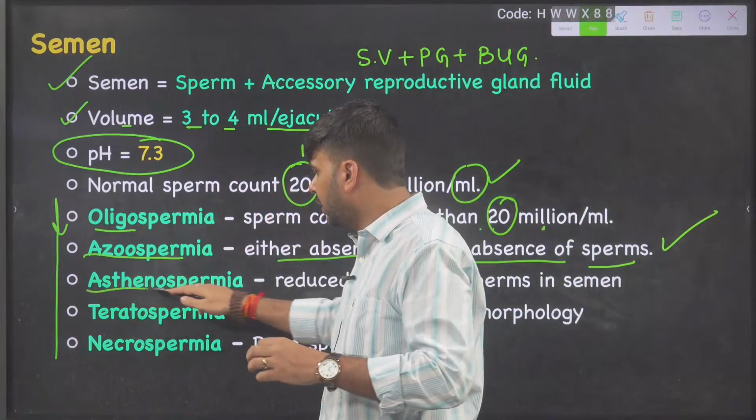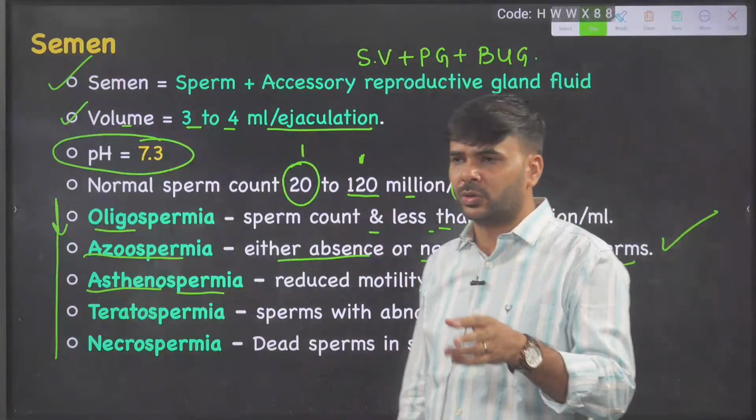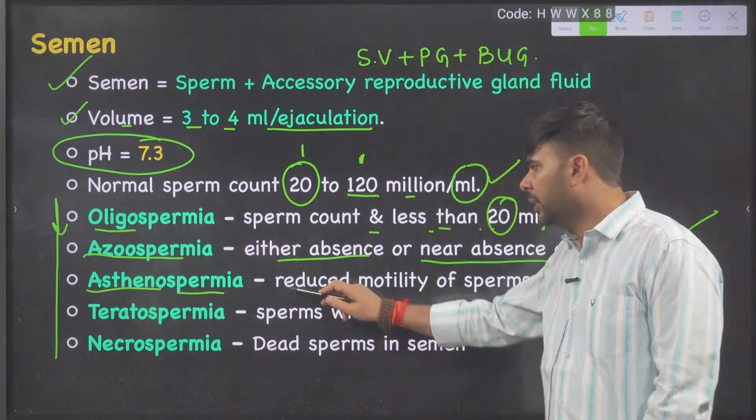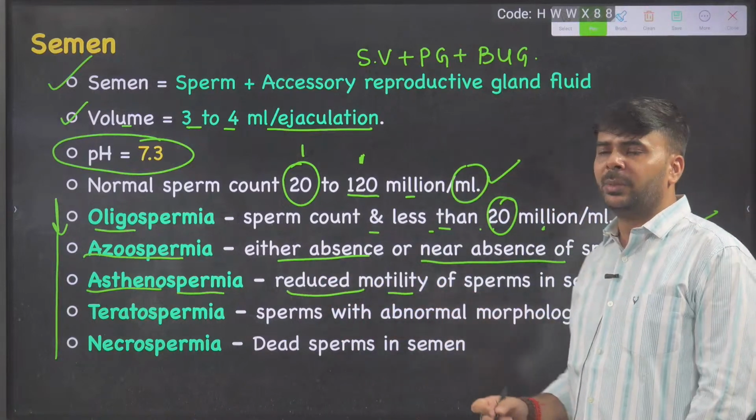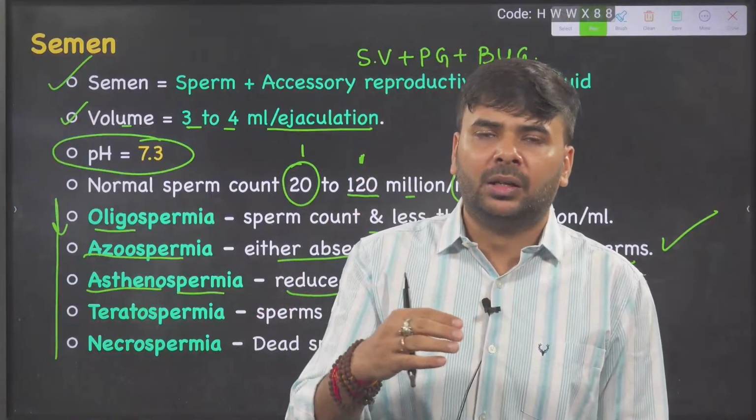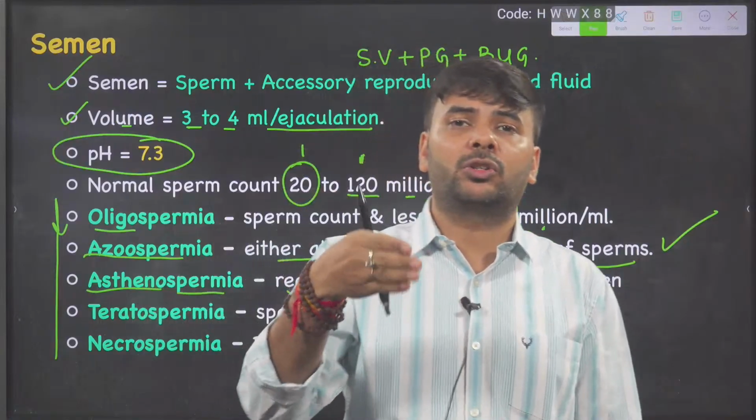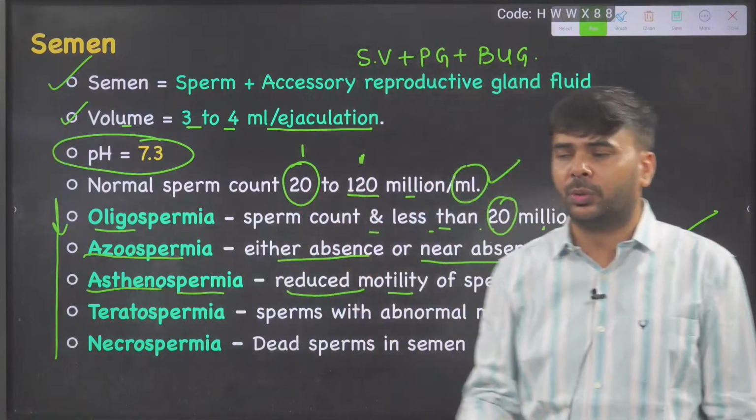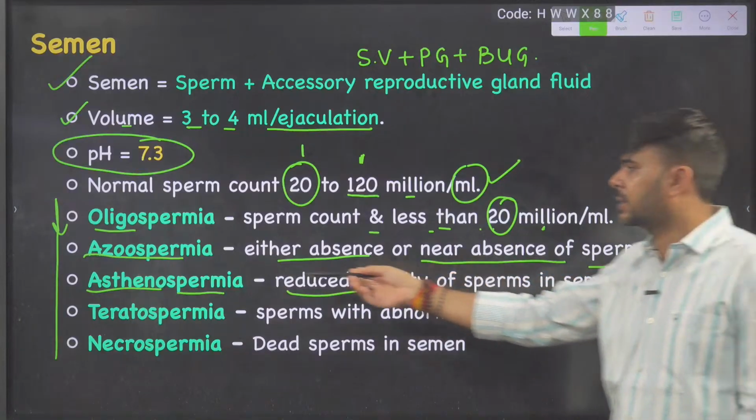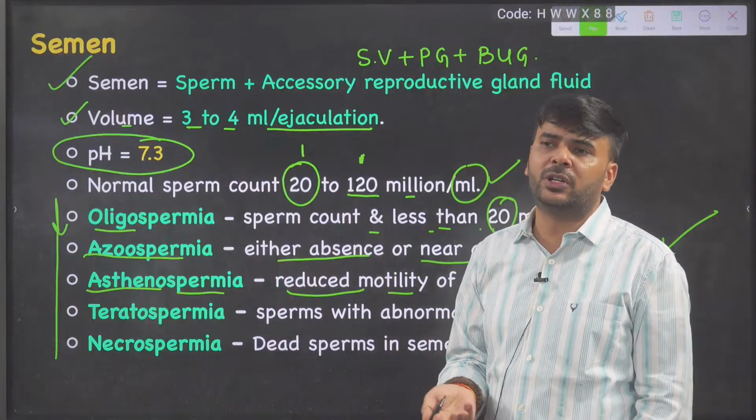Then go to asthenospermia or asthenozoospermia. Two words you can use. Reduced motility means sperms are there, but they are not swimming. They are immotile. Sperms are healthy, but not motile. They are silent. So reduced motility of sperm in semen is called asthenozoospermia or asthenospermia. This one also leads to infertility.